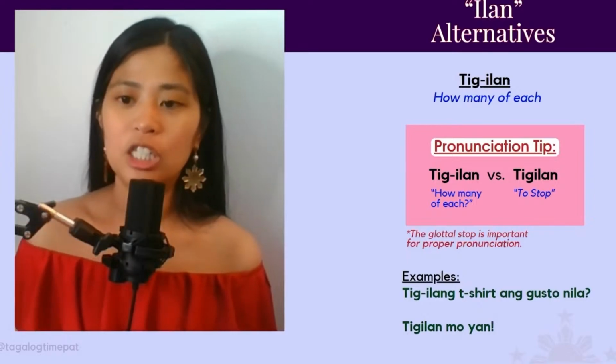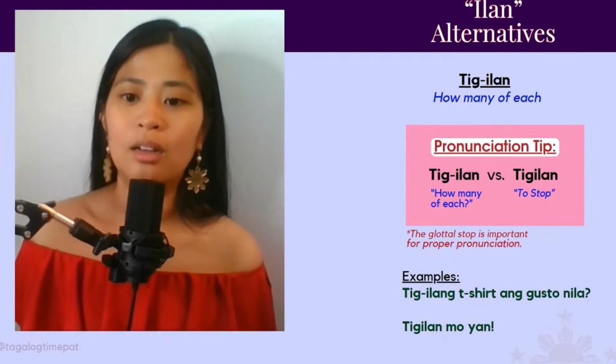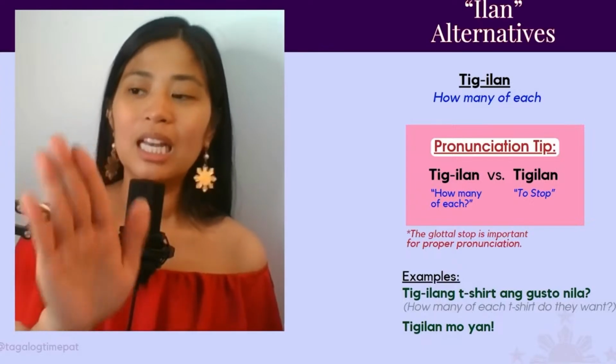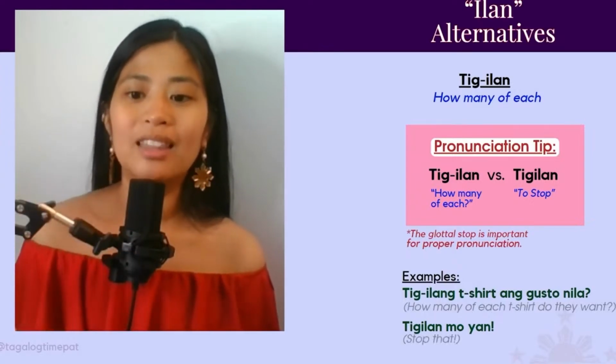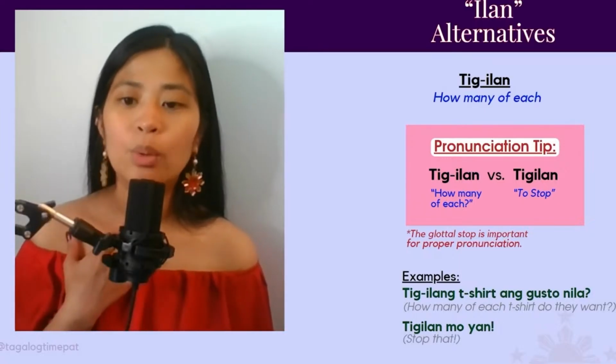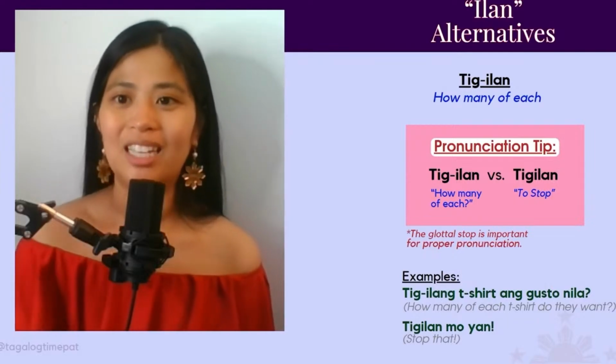For example, tig ilan t-shirt ang gusto nila. How many of each t-shirt do they want? Tig ilang t-shirt ang gusto nila. That means how many of each t-shirt do they want? But if you say, tigilan mo yan, that means stop that. Okay, so again, that glottal stop is important for proper pronunciation because they mean different things otherwise.